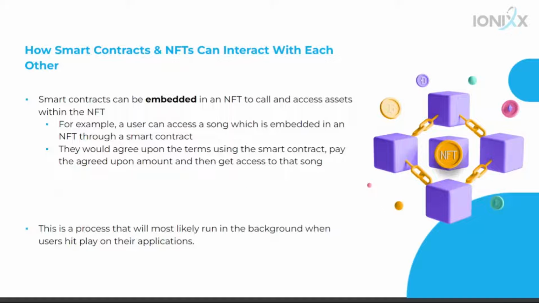And the second is the exact opposite, which is that smart contracts can be embedded in an NFT. The smart contracts could govern how the single asset within an NFT is accessed. So for example, a user can access a song which is embedded in an NFT through a smart contract, and the number of plays or the time for which that song is accessible to the user can be based on how much they pay. So all those terms could be agreed upon through a set of smart contracts that the NFT holds, and those smart contracts would then unlock the song held by the NFT for a certain number of plays or a certain amount of time or whatever.